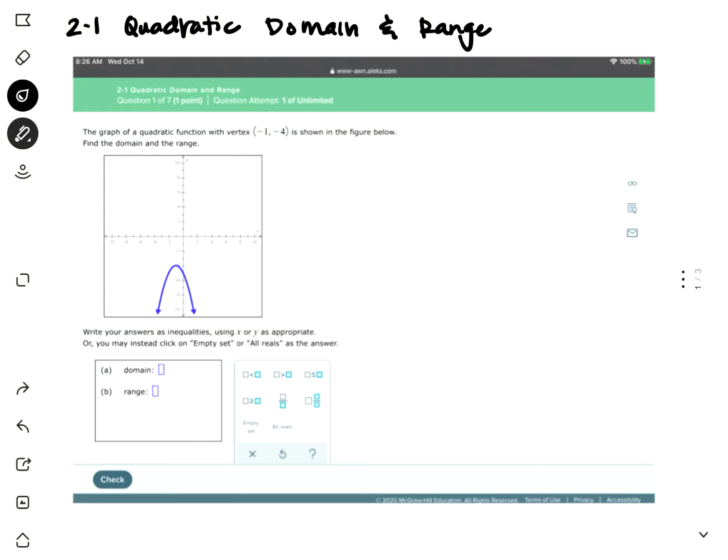Everybody, today we're looking at quadratic domain and range. Trying something new. We got screenshots from Alex just to make it a little bit easier for those of us who get confused from the notes and connecting it back to the work. So for this first case, it's asking us about the graph of our quadratic function.